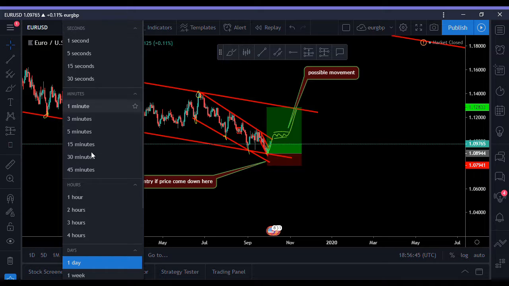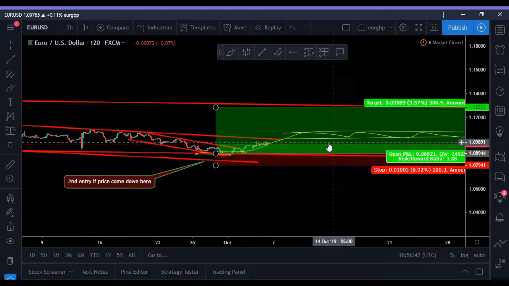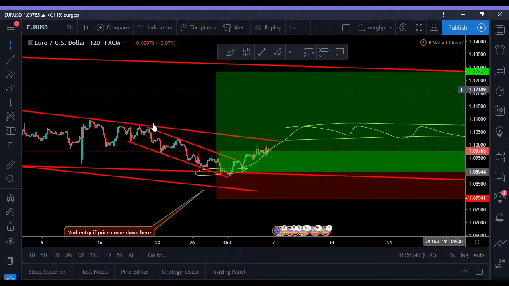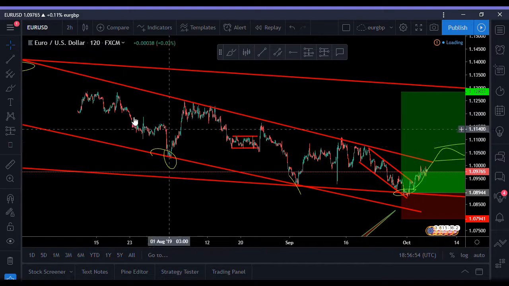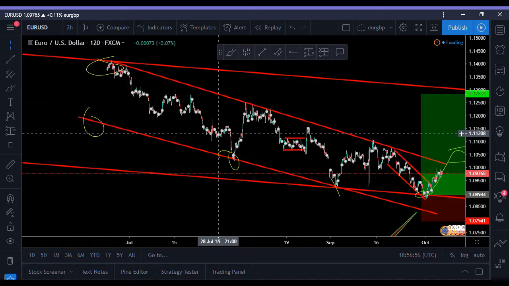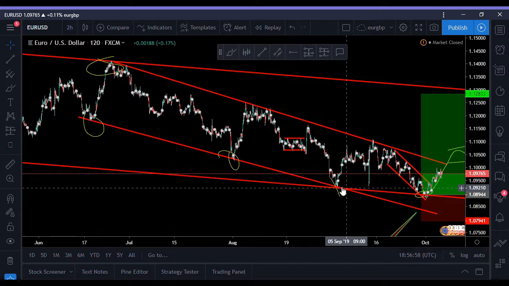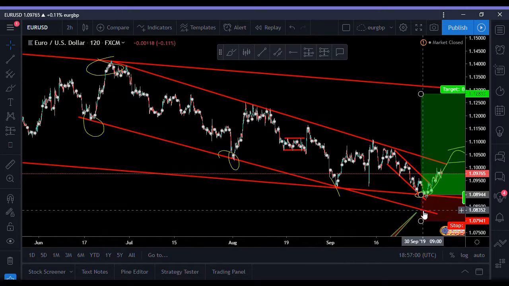Going on a smaller time frame, let's move to the 2-hour time frame. You can see this is the descending channel inside of the bigger descending channel that I was talking about. You have the 1, 2, 3 touch, and the second entry that I was talking about was going to be here. This was going to be the fourth touch over this area if price had continued to the downside.